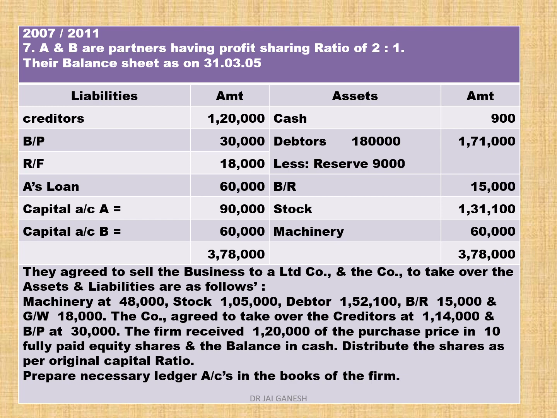The firm received 1,20,000 of the purchase price in 10 rupee fully paid equity shares and balance in cash. Distribute the shares as per original capital ratio. Prepare necessary ledger account in the books of the firm.